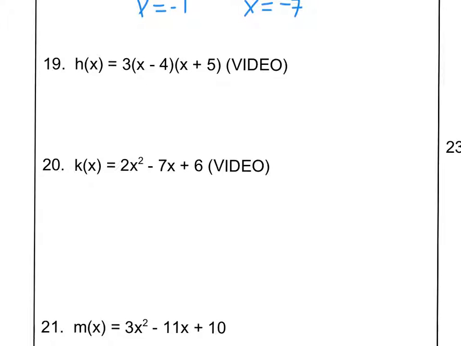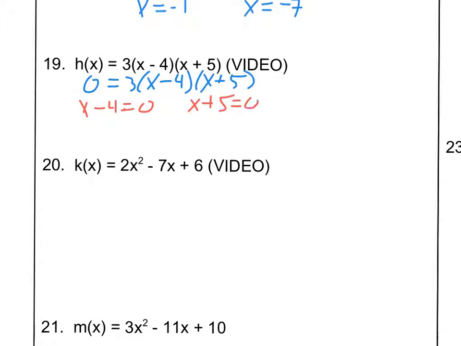Number 19 is a video problem. This time we are set up correctly. So we're looking for 0 is equal to 3 times x minus 4 times x plus 5. And I notice that I've got things multiplied together that equal 0, so either x minus 4 is equal to 0, or x plus 5 is equal to 0, or 3 is equal to 0, because that's the third thing being multiplied here.